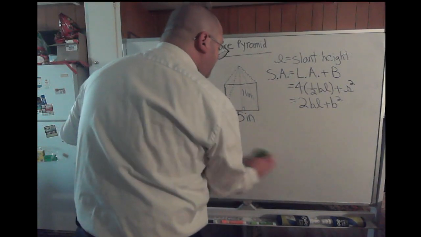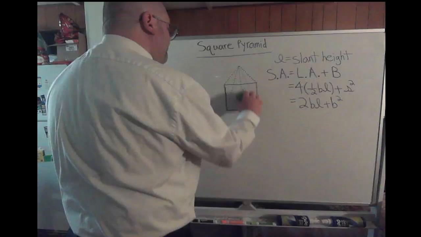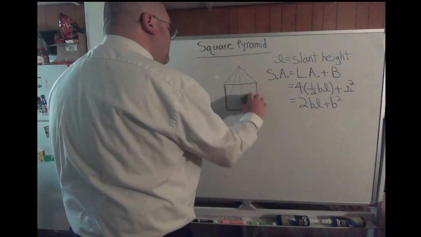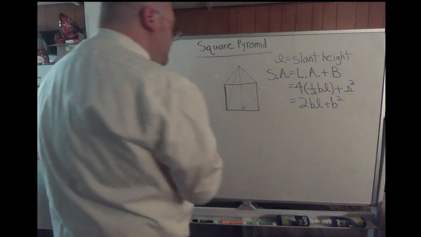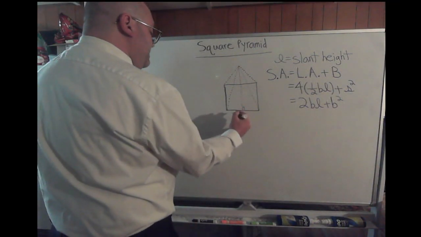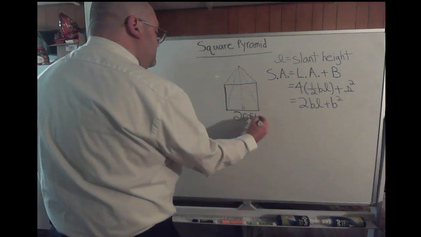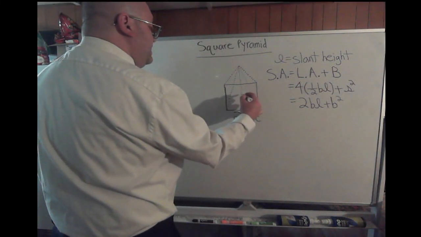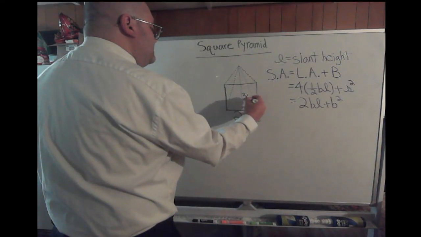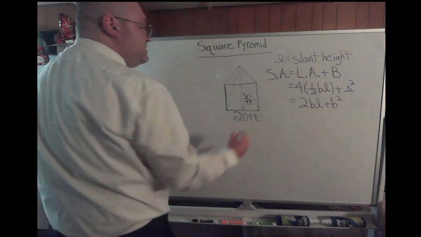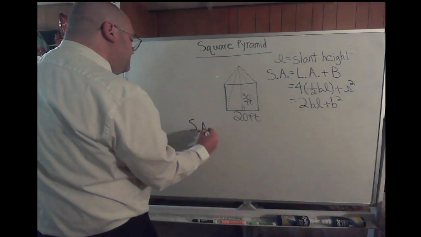Alright, I will do one more example here with a pyramid, then we're going to move on to a cone. Alright, what do we got here? Length of the base would be 20 feet. The slant height's going to be, we'll say 30 feet. Slant height is 30 feet. So we'll find the surface area of this square pyramid.